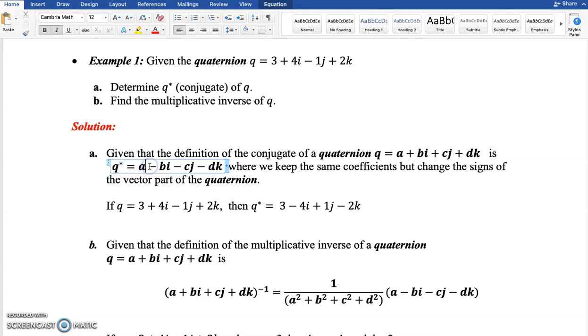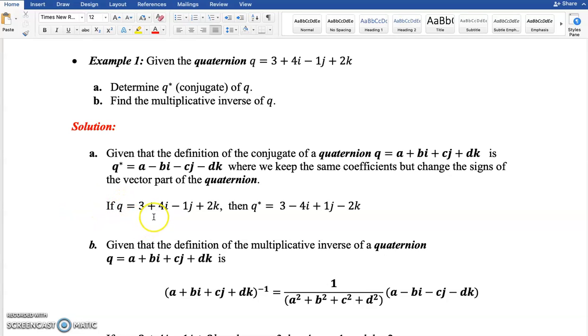So we are keeping the coefficients but changing the sign. As you see here, this is positive. It's like we are multiplying each of the coefficients of the vector part, or imaginary part, of the quaternion by -1, as you can see here. So let's start with the first example.